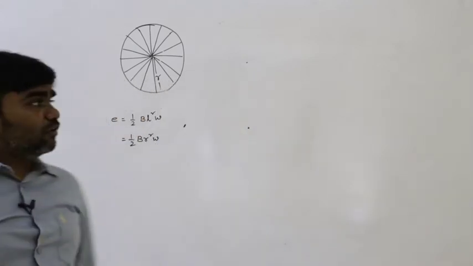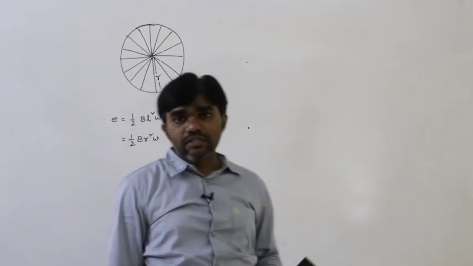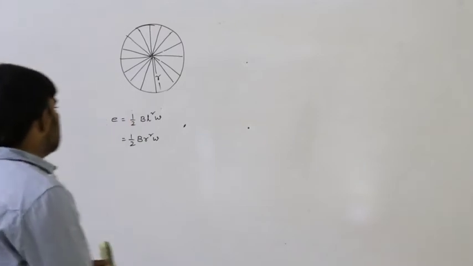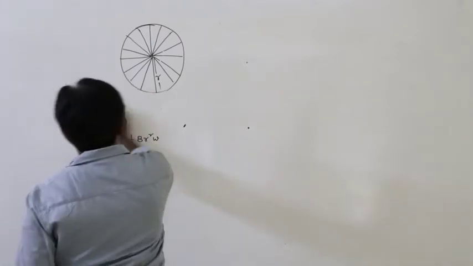So that is the concept. The EMF developed across the spokes of the wheel is half B L square omega, or half B R square omega.